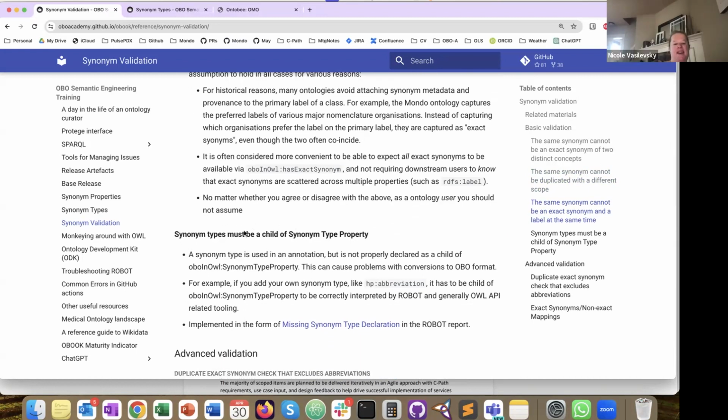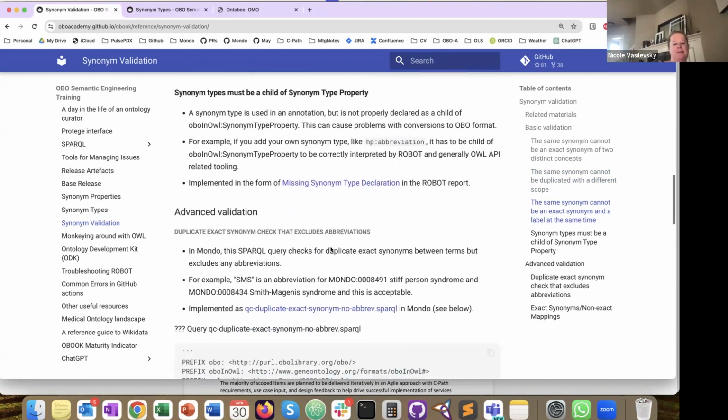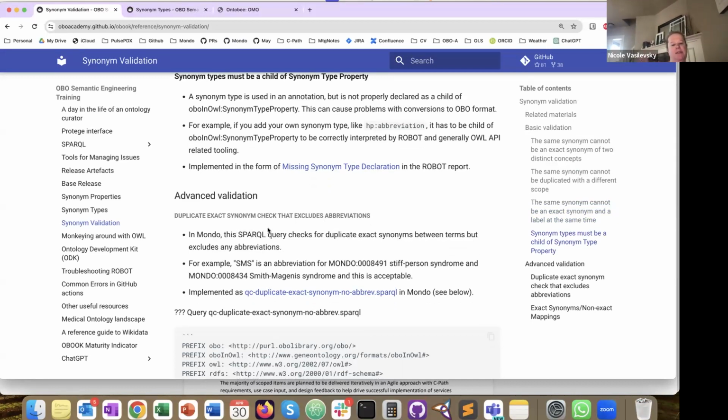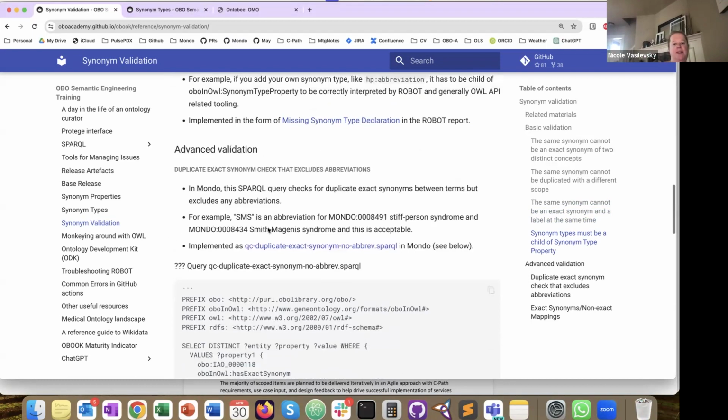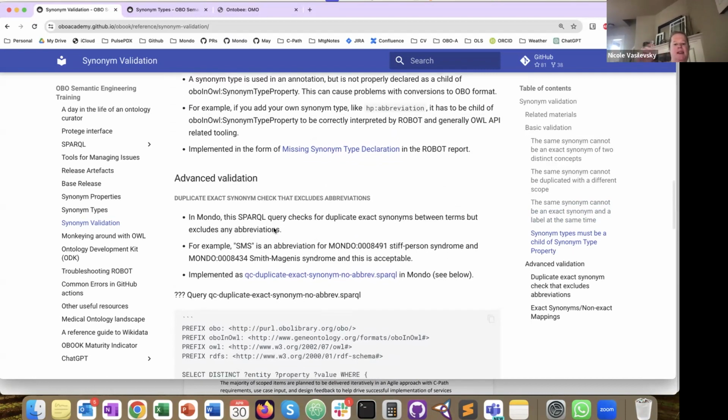And then another check: synonym types must be a child of the synonym type property. So if it's not declared as a synonym type property, this will throw an error. And then we added some examples here from Mondo. For example, we created a custom SPARQL check that extends upon the ROBOT checks, but we can exclude the exact synonym check that includes the abbreviations.